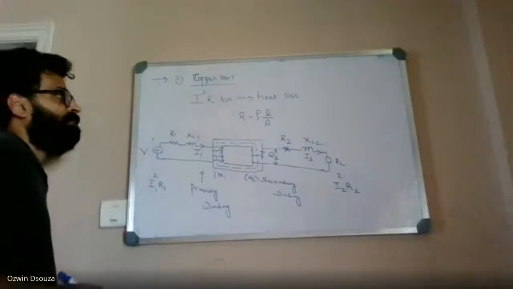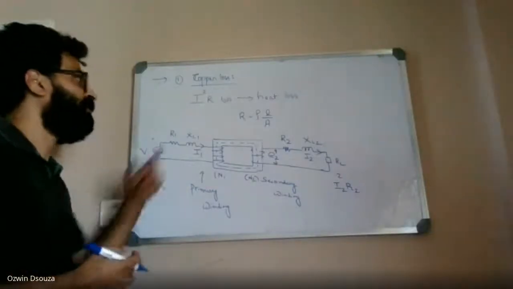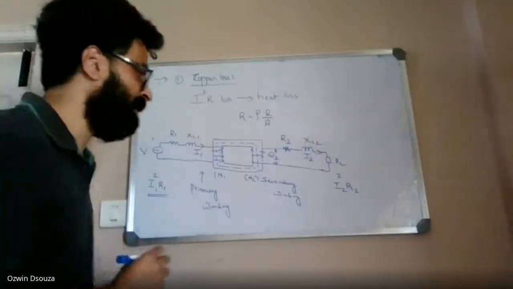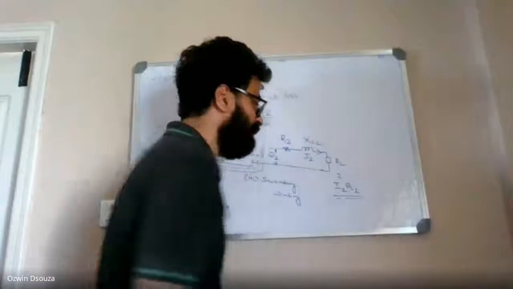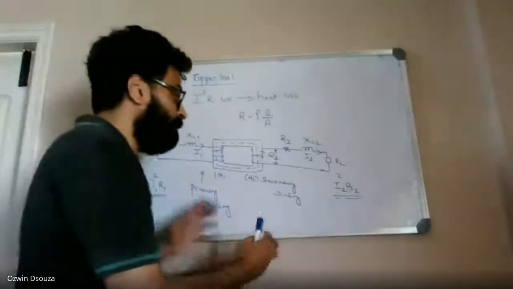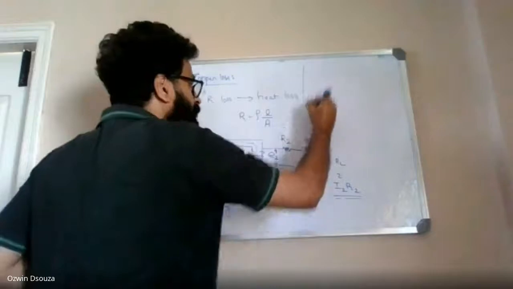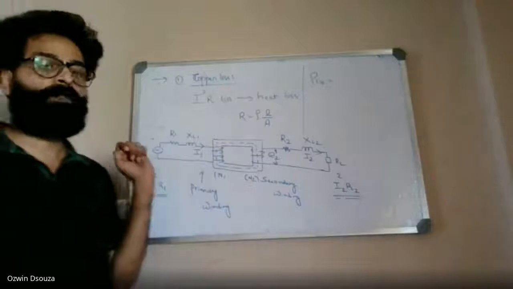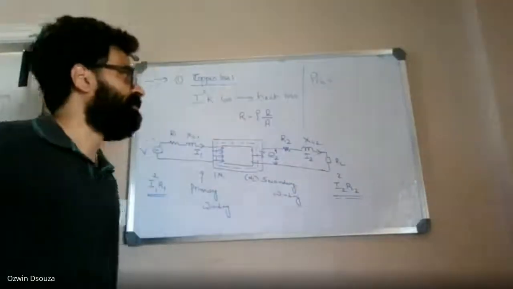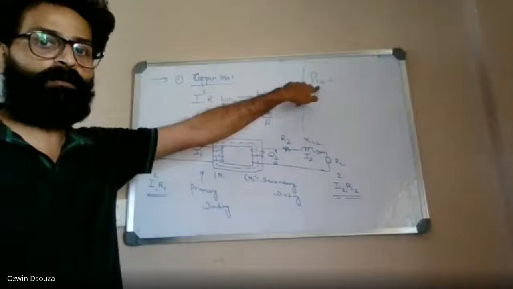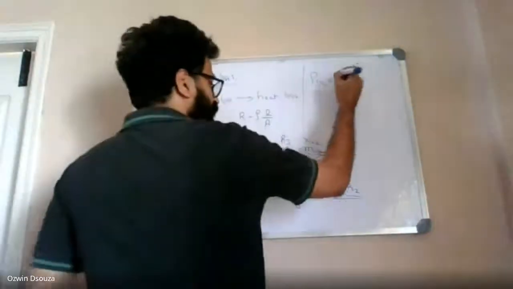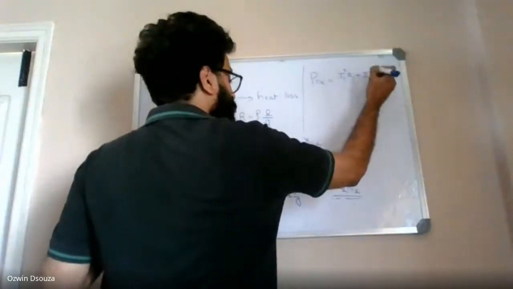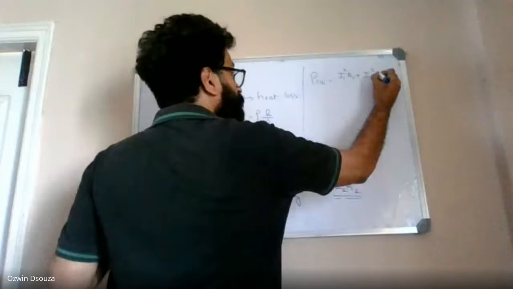So you have two constituents of copper loss in case of transformer, right? The first loss is taking place in the primary winding, and the second loss is taking place in the secondary winding. So when you add up the two losses, you would get the total copper loss, say PCU. Let us use PCU for denoting copper loss. P stands for power and Cu stands for copper. So PCU can be written as I1 square R1 plus I2 square R2.